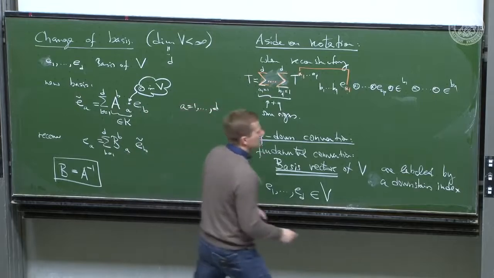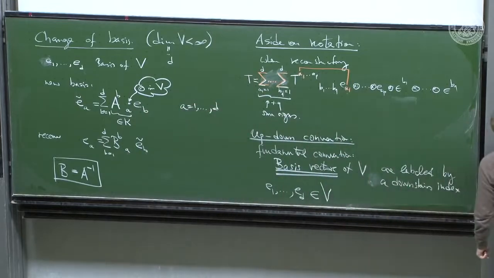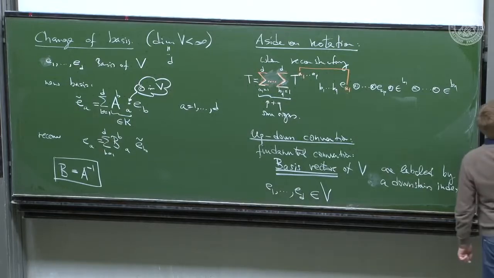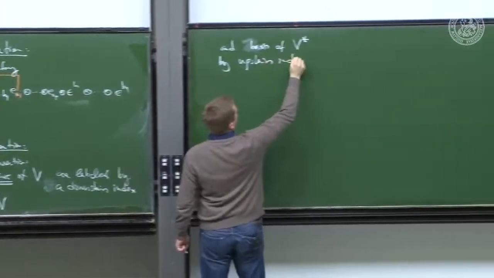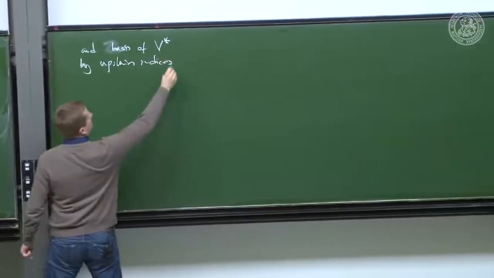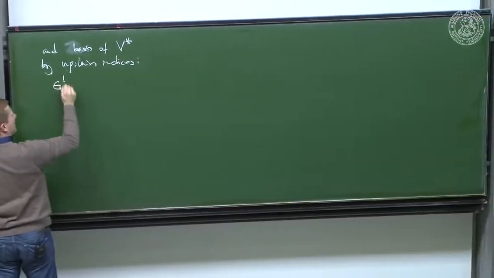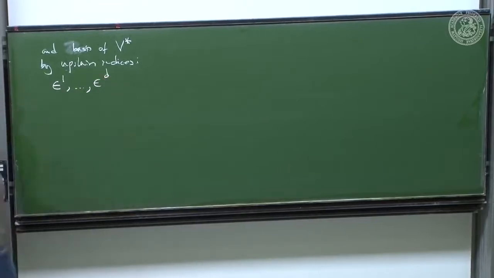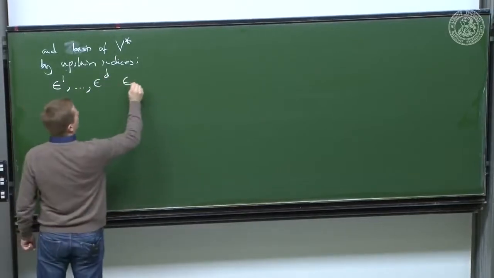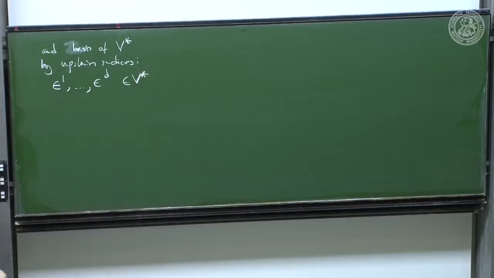Well, and basis of V star by upstairs indices. So epsilon 1, and I did that as well, I just didn't talk about it. Epsilon 1 to epsilon d, those are all elements of V star.